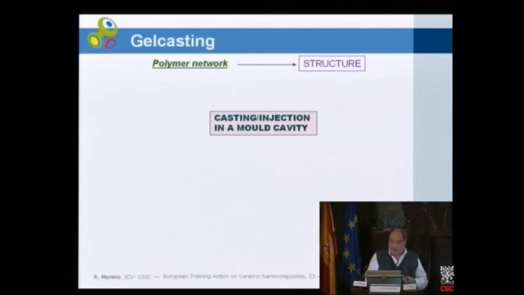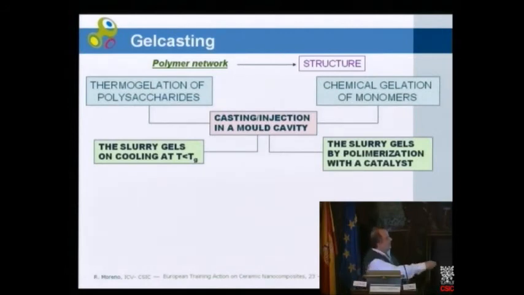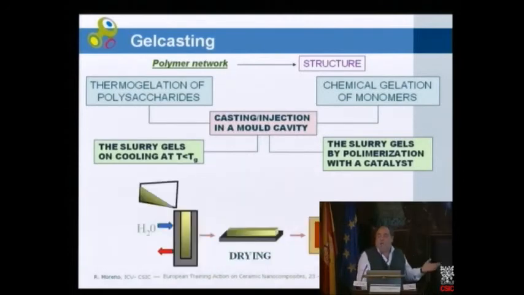Finally, we can obtain a polymer network, and in this case, we have two possibilities. The thermogelation of polysaccharides, in which the slurry gels on cooling below the gel transition temperature of the polysaccharide, or even chemical gelation of monomers, in which the slurry gels by polymerization with an initiator and a catalyst.